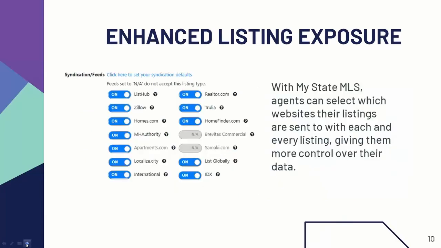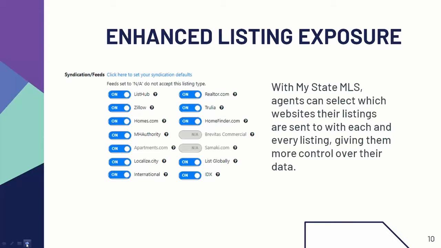And what kind of sites are we talking about? Well, what's cool about My State MLS is every time that an agent puts a listing into the My State MLS platform, they get control as to where they want those listings to go. And as we said before, My State MLS sends to dozens of different sites across the entire country. And that's sites like Zillow, Trulia, Realtor.com, Homes.com. We also send to ListHub, which sends out to another 7 dozen sites across the country. So with My State MLS, you can send your listing out to different sites across the entire country.